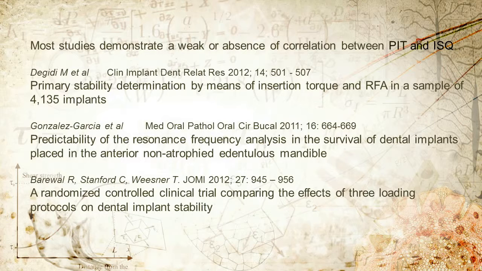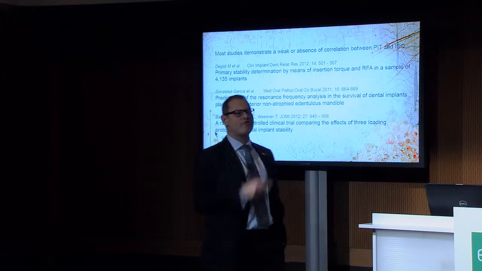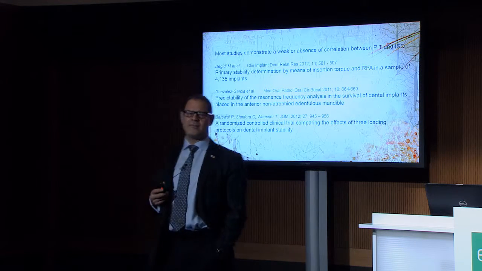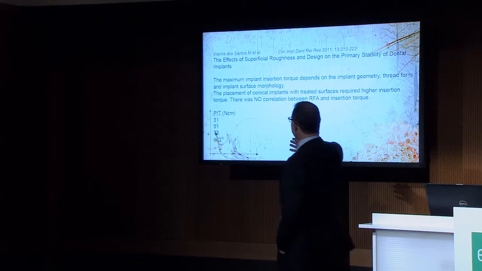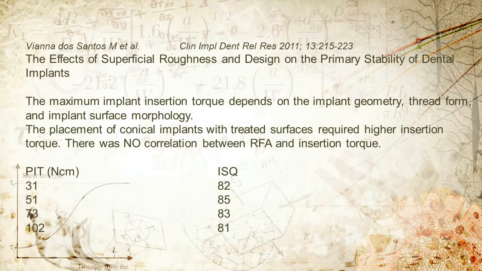ISQ is supposed to be a dynamic process where you compare one measurement to another. So how can you possibly have the ability to talk about correlating a one-off static measurement to a dynamic measurement? It makes no sense. And what about predictability of risk that Professor Wagner mentioned, an ability to measure risk? Most studies show a complete lack of correlation. You can insert an implant with 30 Newton centimeters and you can get a very high ISQ. You could insert it with 100 Newton centimeters and get the same ISQ.